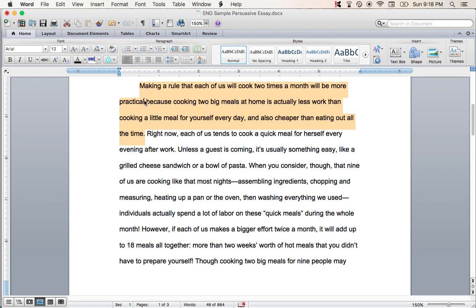We start with the first part of the idea, which is it's practical because it's less work. Right now, each of us tends to cook a quick meal for herself every evening after work, and then we have some examples of a quick meal: grilled cheese, bowl of pasta. And then the author gives the many steps of the process of making a meal: assembling ingredients, chopping and measuring, heating up a pan or the oven, then washing everything we used. And the author gives these details about the steps of cooking in order to make the point that individuals actually spend a lot of labor on these so-called quick meals during the whole month.